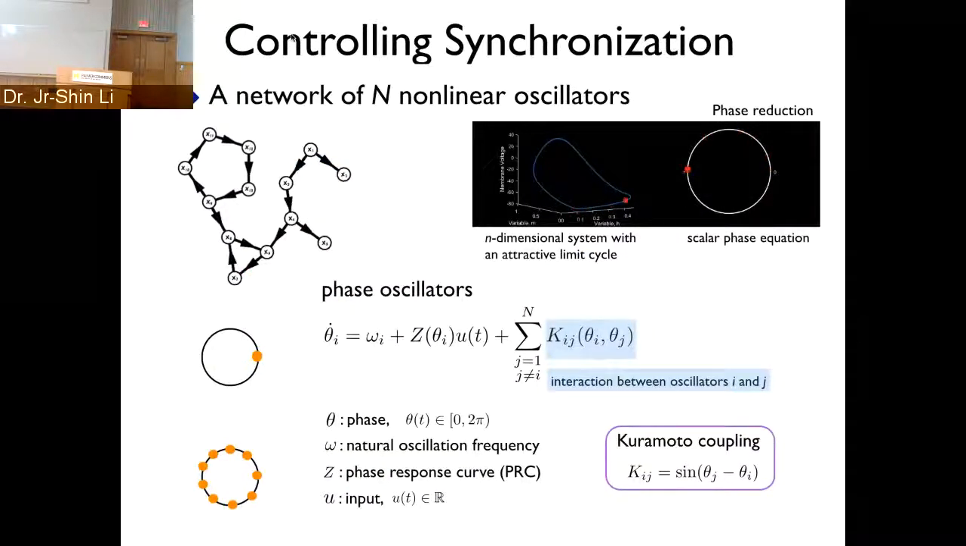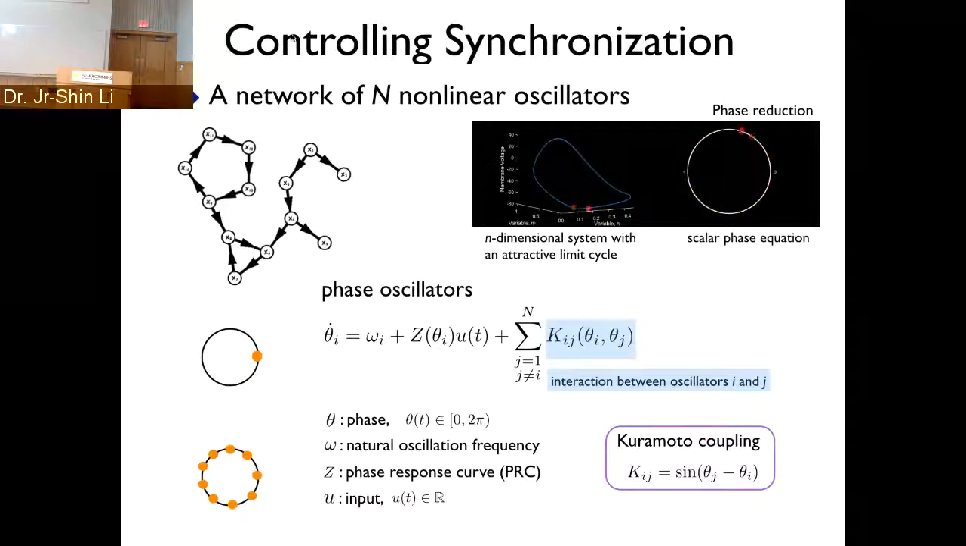That is related to controlling oscillators, because we treat every neuron as an oscillator. So this is the main idea. If you take an oscillator, and that oscillator could be n-dimensional, it will have a stable attractive limit cycle. Like this, this is n-dimensional.